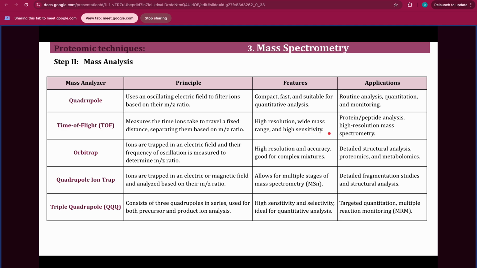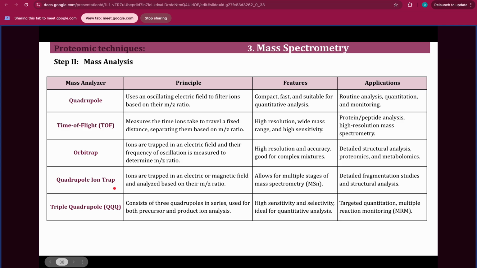Similarly, if we talk about orbitrap, as the name suggests, it is kind of trapping the ions. In this case, ions are trapped in an electric field, and their frequency of oscillation is measured to determine their mass to charge ratios. It is also of high resolution and accuracy, and it is generally used for complex mixtures. There are certain ions which will be deflected or will no longer be trapped. They will move out from that orbitrap, so in that way the detector will detect those ions. So for complex mixtures, we can go for the orbitrap mass analyzer.